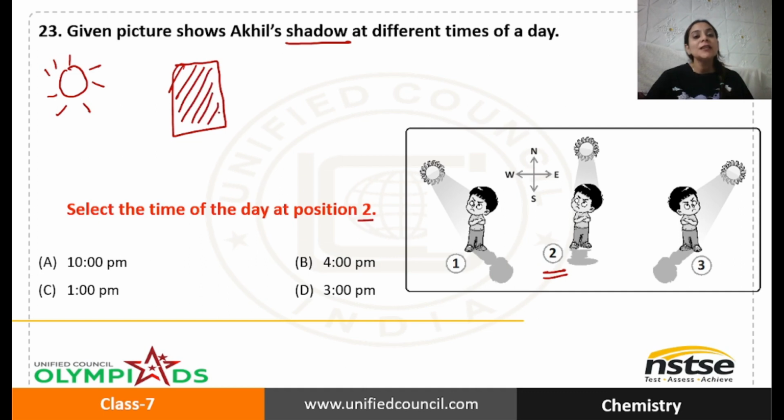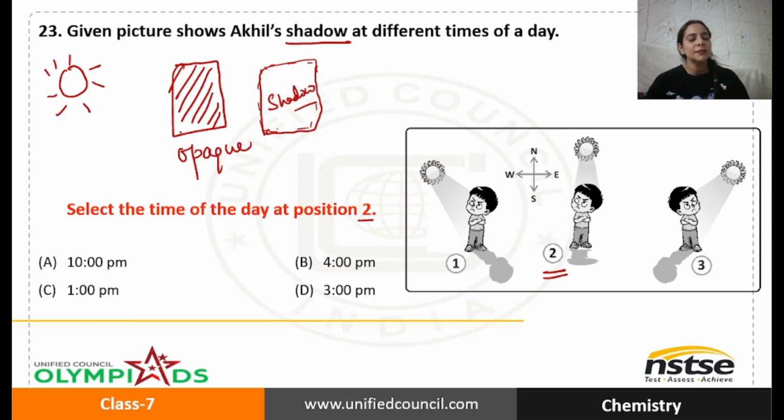An opaque object is something which doesn't allow light to pass through it. Then what will happen? This opaque object is blocking the path of light, so it will cast a shadow. A black patch just similar to the object will be cast at the back of it, indicating that this object is obstructing the path of light. So shadow is basically a black patch which is formed when the path of light is blocked by an opaque object.